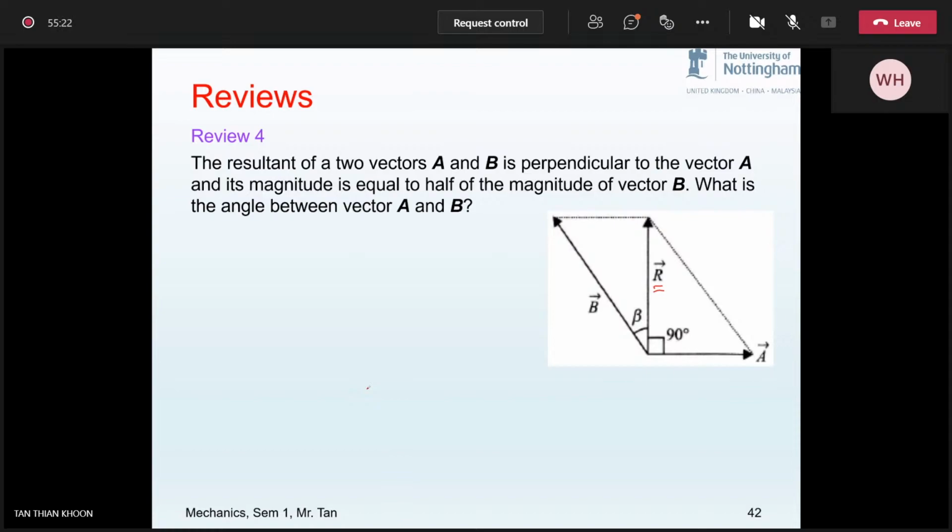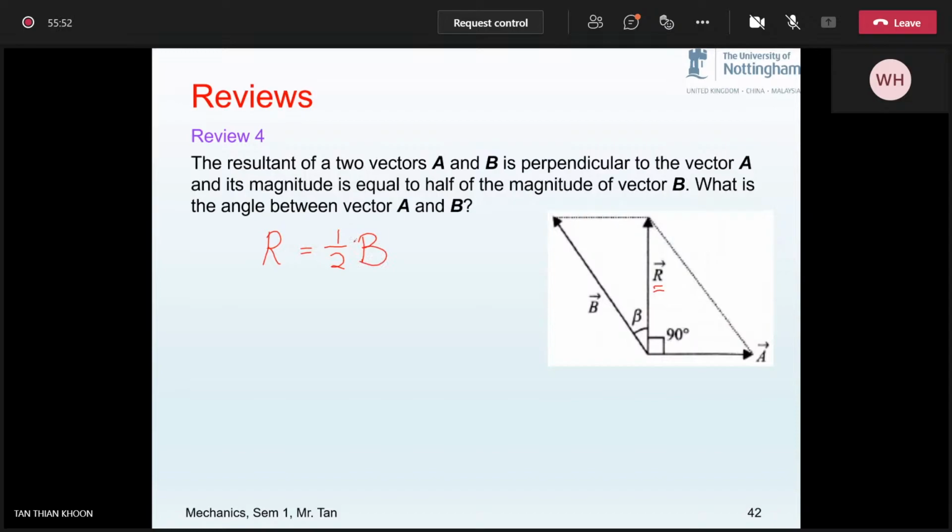All right. Someone already tried, so let's have a look at the answer. Where's my pen? Okay. It says that this R is half of B. So R is half of B, right?